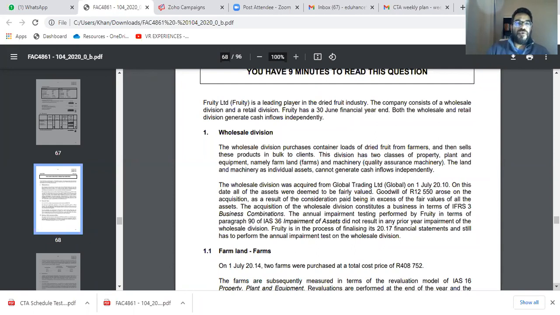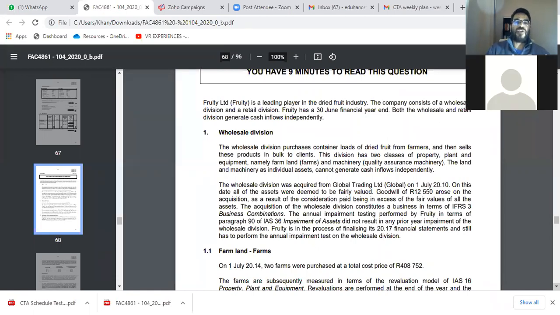Goodwill has to be tested as part of a CGU. What is the CGU that goodwill belongs to? It is the wholesale division. So therefore, the wholesale division will be tested for impairment annually. Whether there's an indication of impairment or no indication, the wholesale division has to be tested annually because it includes goodwill. So that's very, very important. Just take note of that.